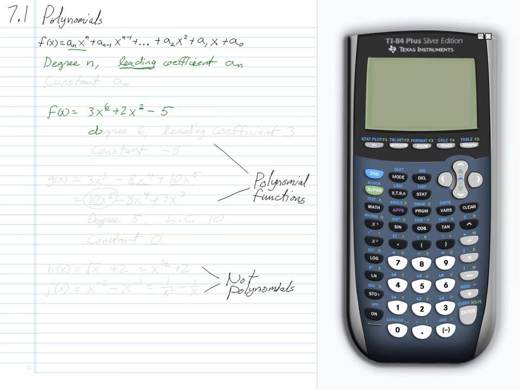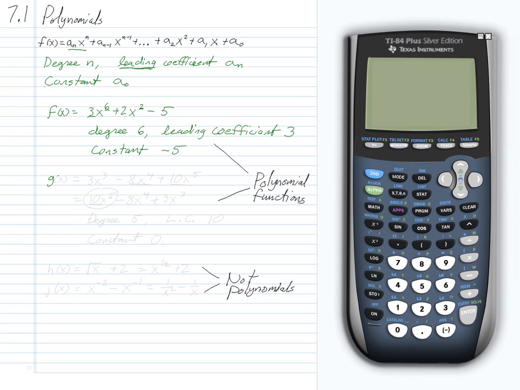This polynomial has degree 6 with a leading coefficient of 3. And just for good measure, the constant is also useful. So for the general polynomial, the constant is obviously the part that doesn't have an x. In this case, -5.